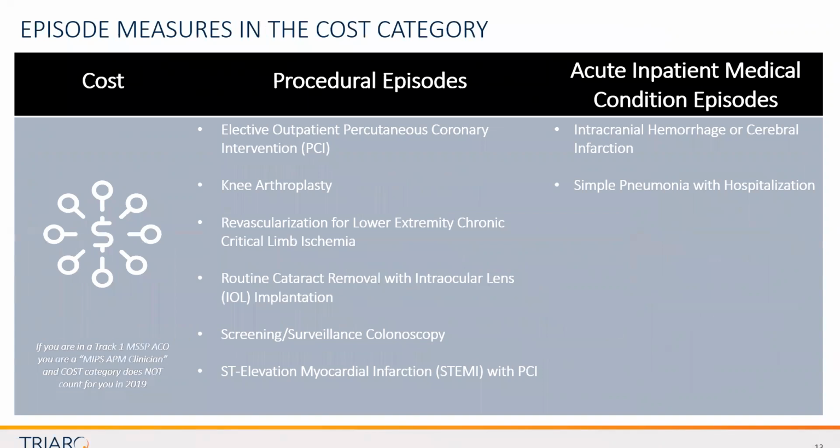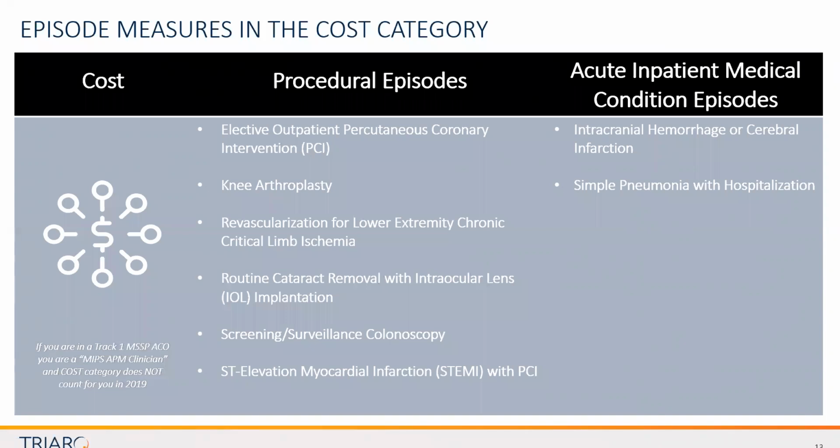These are those measures: elective outpatient percutaneous coronary intervention, knee arthroplasty, revascularization of lower extremity chronic critical limb ischemia, routine cataract removal with intraocular lens implantation, screening and surveillance colonoscopy, and ST elevation myocardial infarction with PCI. So those are the episodes. Those are the procedural episodes.